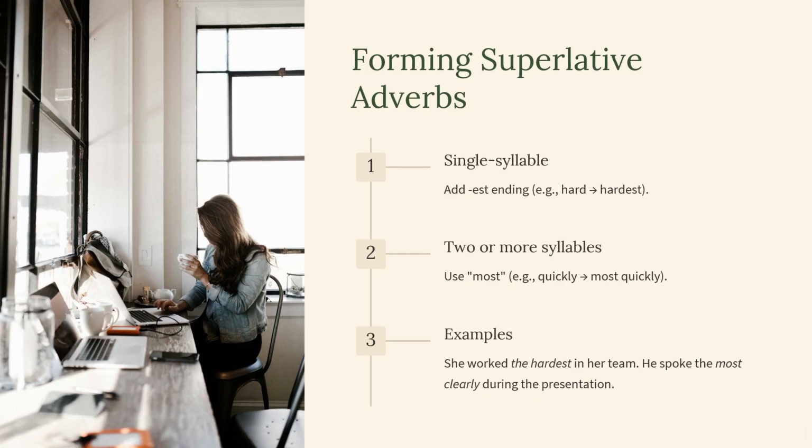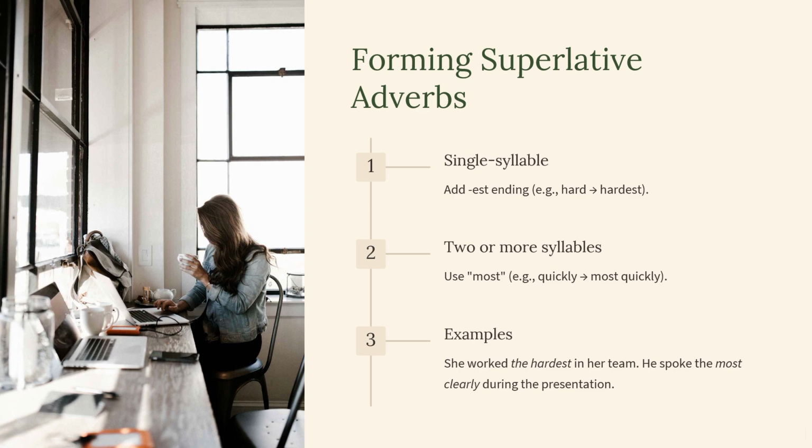Okay, so now let's move on to superlative adverbs, which help us describe the highest degree of an action among three or more options. Now, just like with comparative adverbs, the way we form superlatives depends on the length of the adverb, right? So for single syllable adverbs, we add est to the end. So for instance, hard becomes hardest. If we want to say that someone stands out for their effort, we might say she worked the hardest in her team, indicating she put the most effort compared to everyone else.